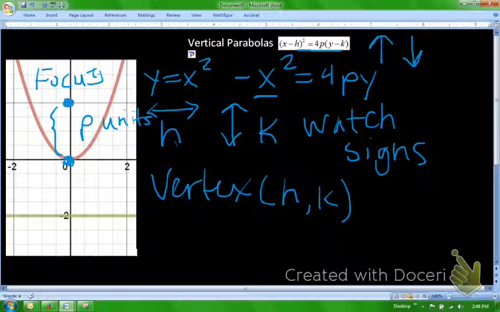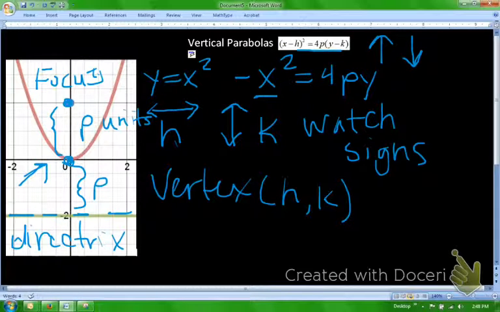The directrix is this imaginary line down here at the bottom, and it is perpendicular to the axis of symmetry, and it too is p units from the vertex, which means your vertex is smack in the middle. So it's the midpoint between the focus and the directrix. So all we're doing is we're either adding p to something or subtracting p. If you can keep that in mind, it's going to make things a lot simpler.